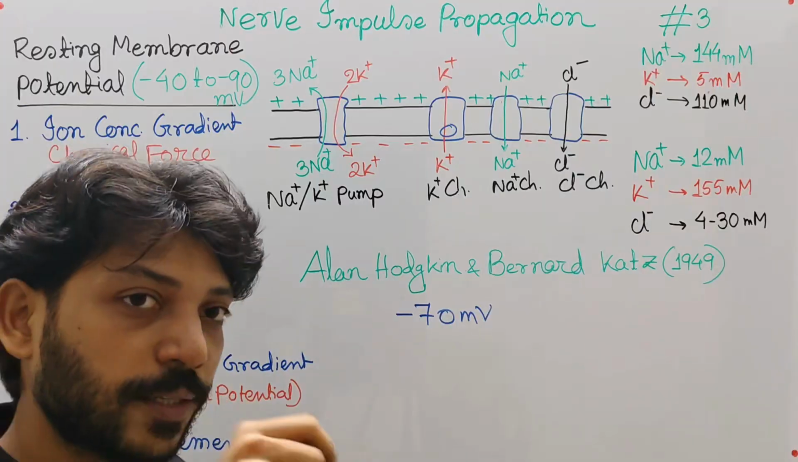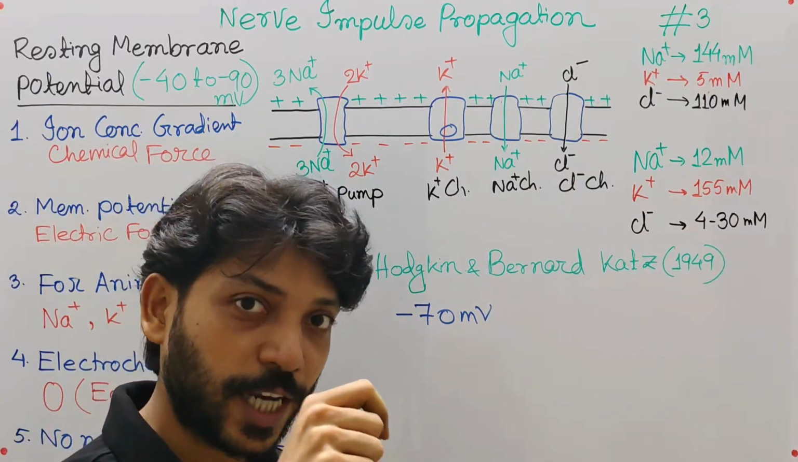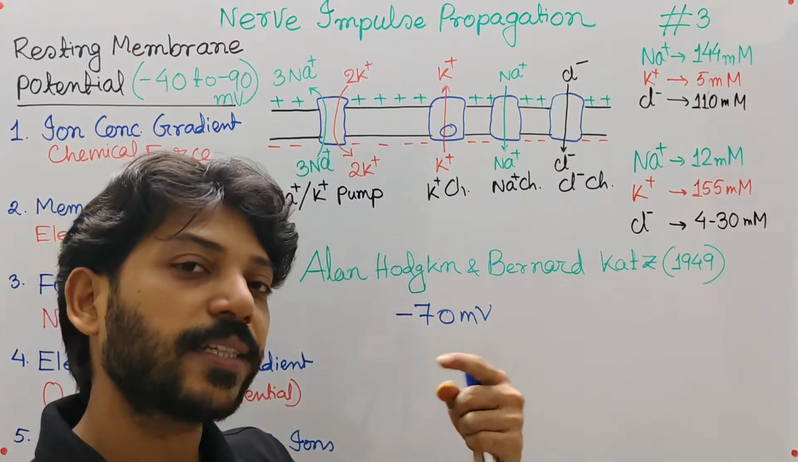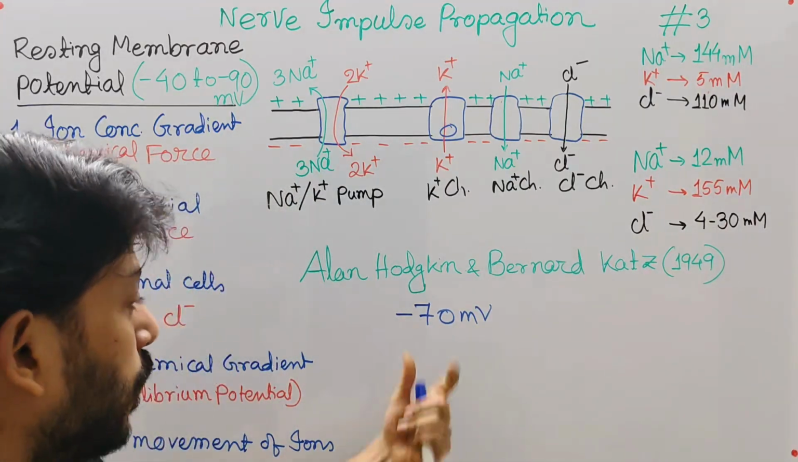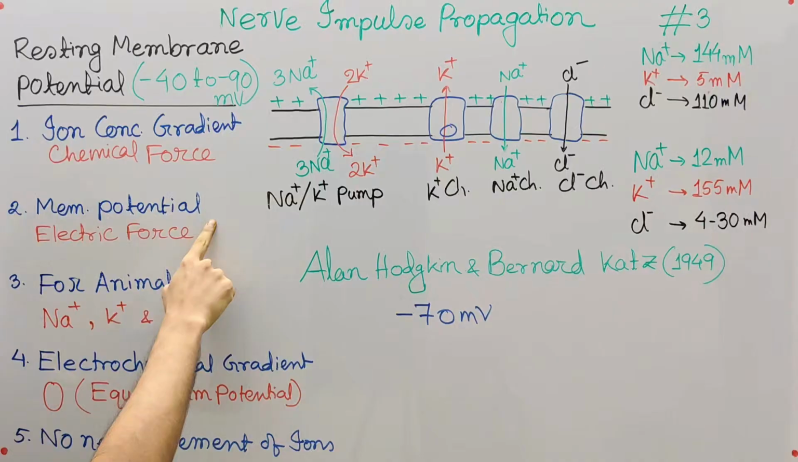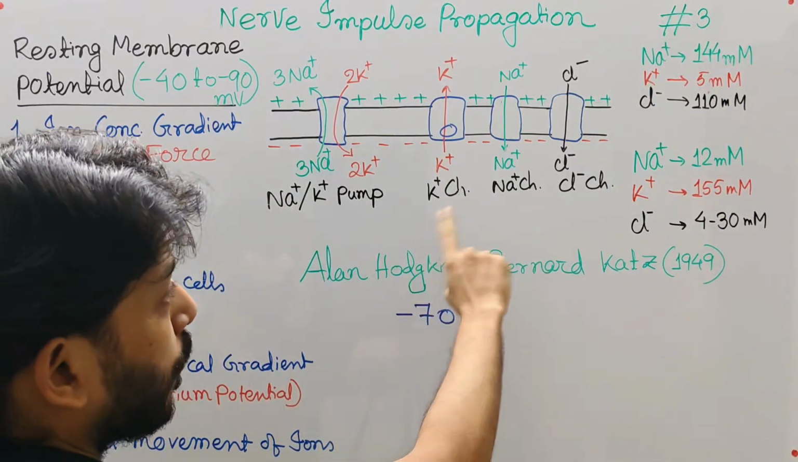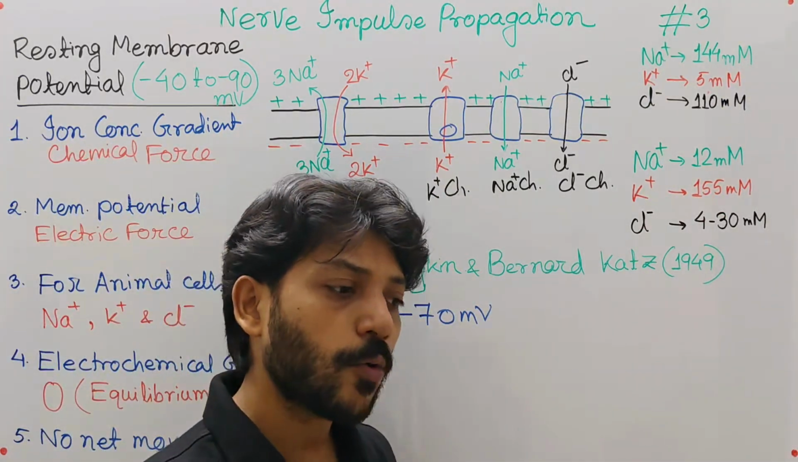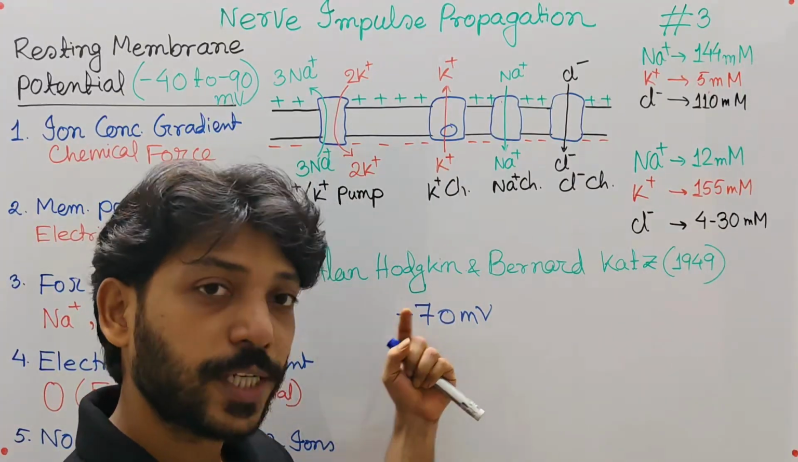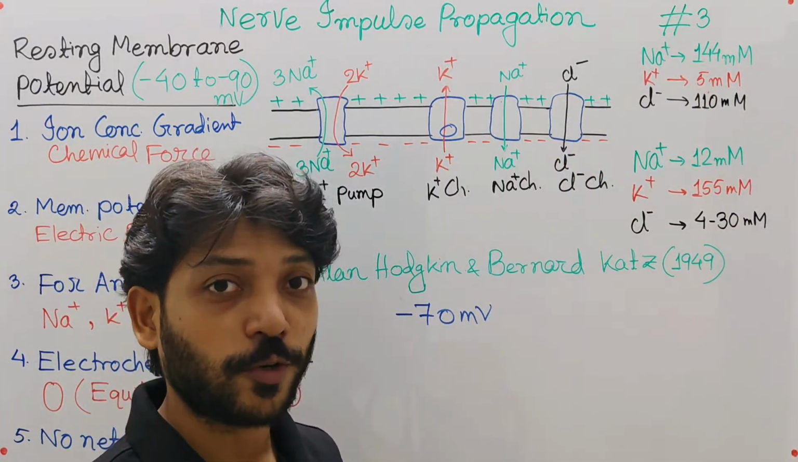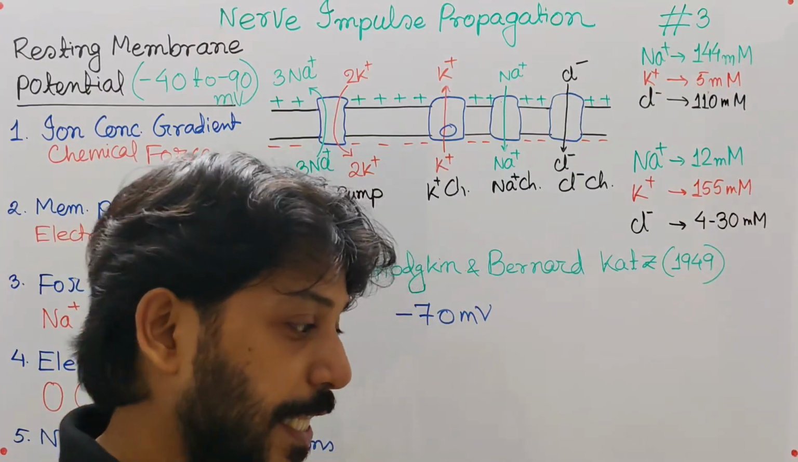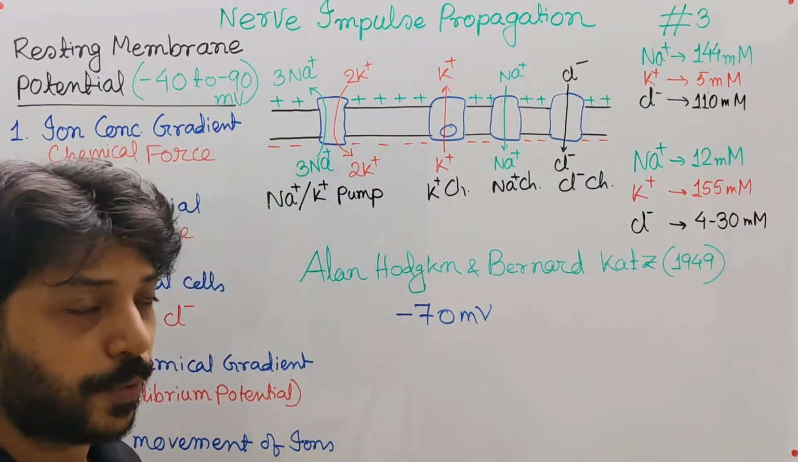They simply inserted a microelectrode inside the giant axon and put another microelectrode outside. They got this value, minus 70 millivolt. So this is the membrane potential or voltage gradient because of the movement of ions through these channels. Now, Alan Hodgkin and Bernard Katz wanted to know which ion is responsible for the generation of resting membrane potential. They performed a very simple experiment.